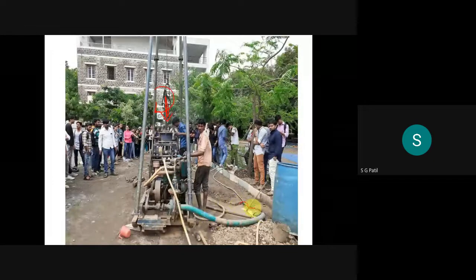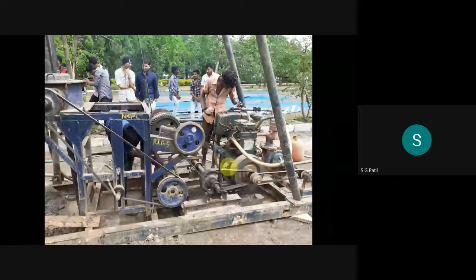If you see here, the small bit, can you see the bit? Here drilling mud will be there. This drilling mud will be circulated inside the drill rod so that your borehole will be stabilized, and it will also act like a lubricant while cutting the soil. And this is another view. This is the oil engine, which will transfer power to the drill rod. With this power, the drill rod will rotate, and then it will cut the soil.